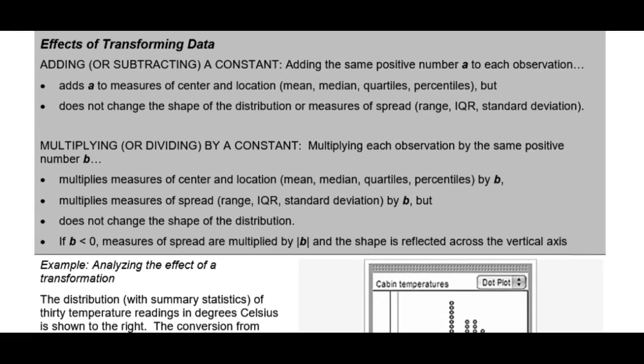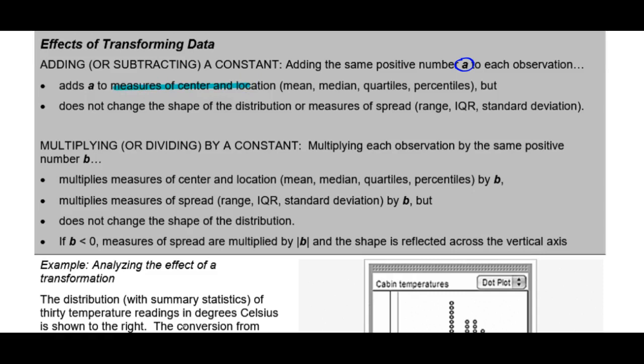So, effects of transforming data. If we are adding or subtracting a constant, which means we're adding the same positive number, the positive number I'm referring to is a, we're adding that or subtracting it to each observation. How does it affect measures of center?